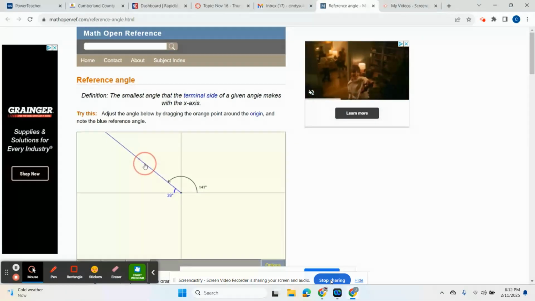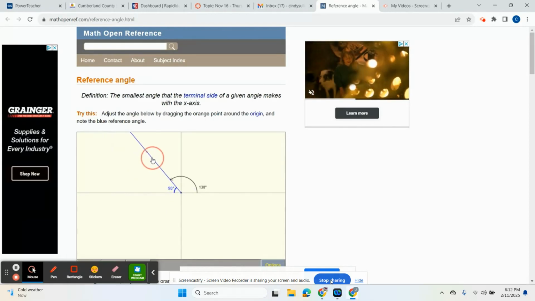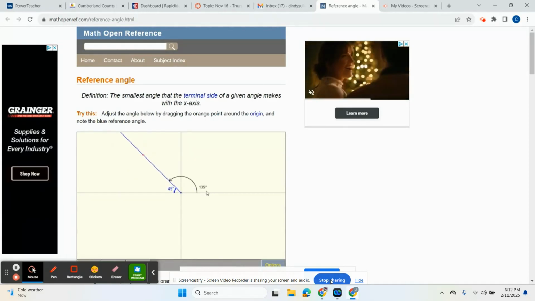So let's look right here. I want to be 45 degrees away. If I am 45 degrees away, that's 135 degrees. So I need you all to remember that. 45 degree reference angle, 135. I'm going to write 135 down.